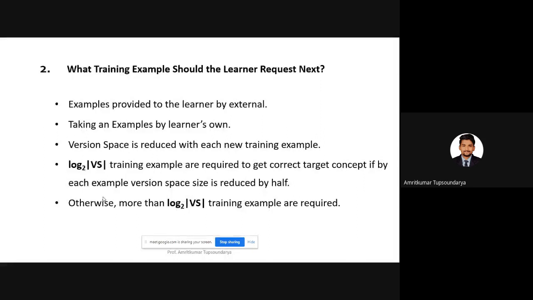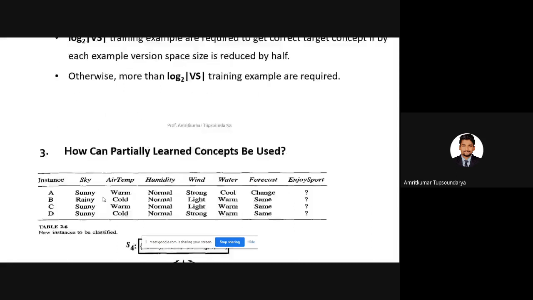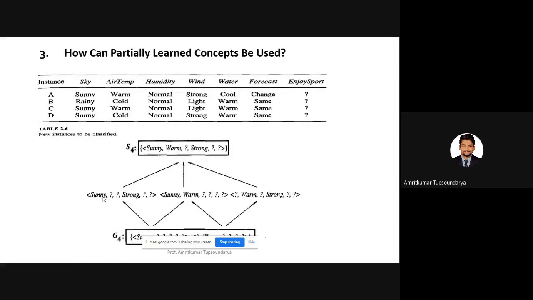The second remark was what training example the learner should request next, depending on whether it can be an external example or its own, and the size of the version space. The third remark was how a partially learned concept can be used. We discussed a new set of instances, using the same set of hypotheses that we converged to by using the candidate elimination algorithm, and how a hypothesis can be a partially learned concept.